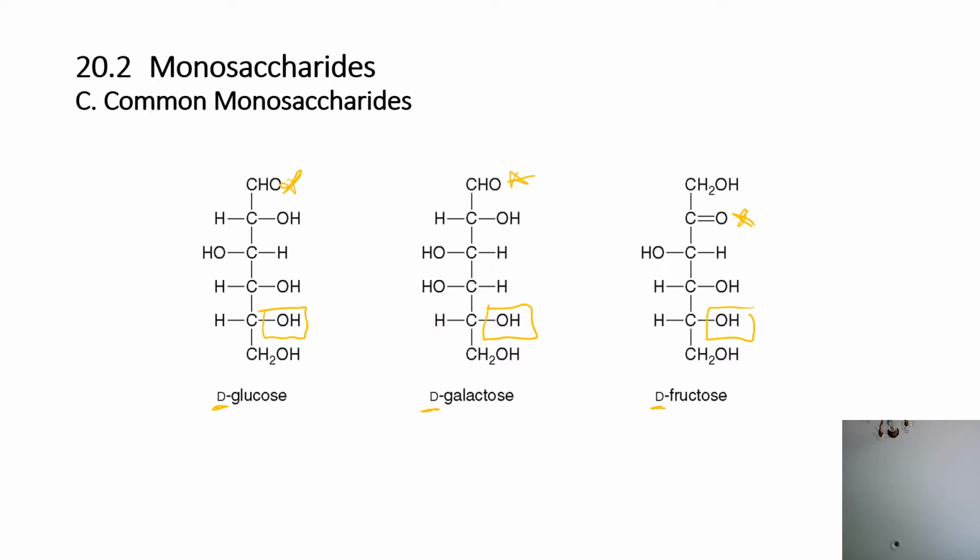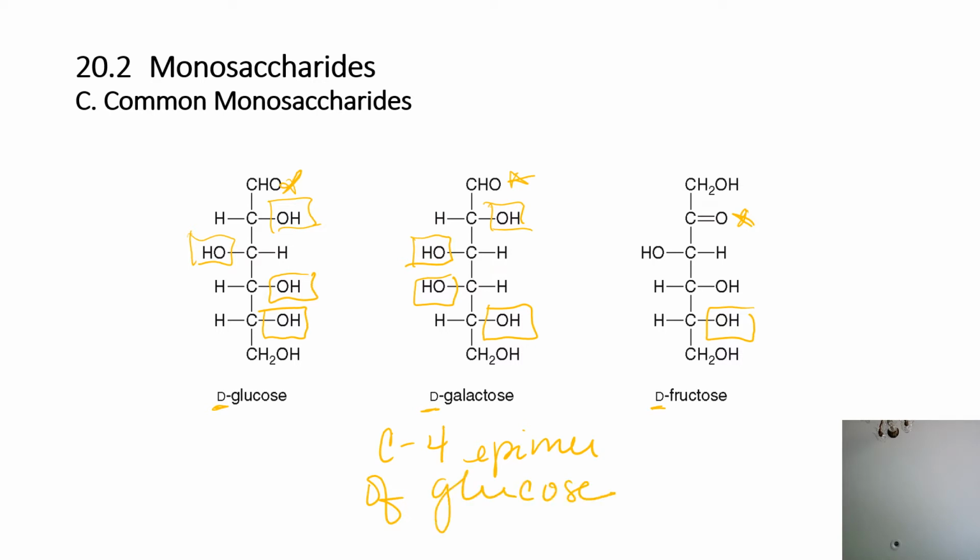Additionally, there's a relationship between glucose and galactose. If we look at the location of the hydroxyl groups on carbon 2 and carbon 3, we see they are in the same location. But when we look at carbon 4, we see that the hydroxyl group in galactose is on the left side, not the right side. So we can say that galactose is a C4 epimer of glucose. So that tells me at C4 the hydroxyl groups are on opposite sides. There is one other epimer of glucose, and that's mannose. It is a C2 epimer.